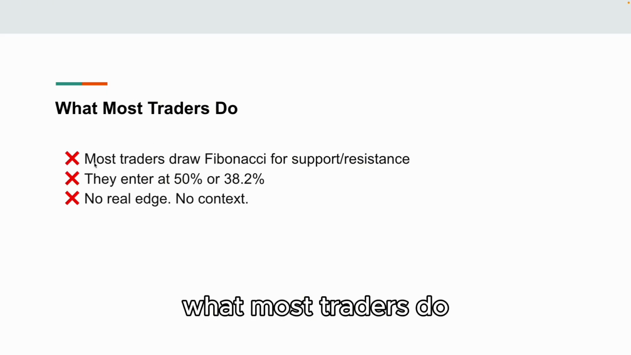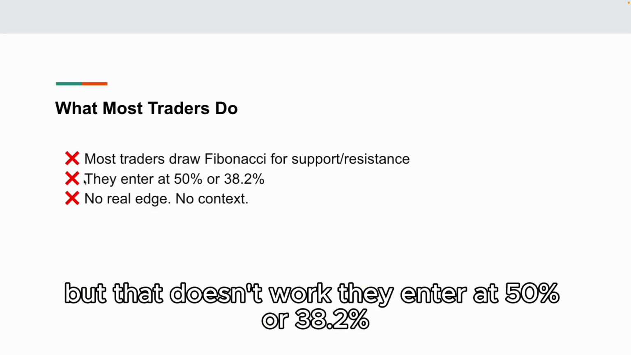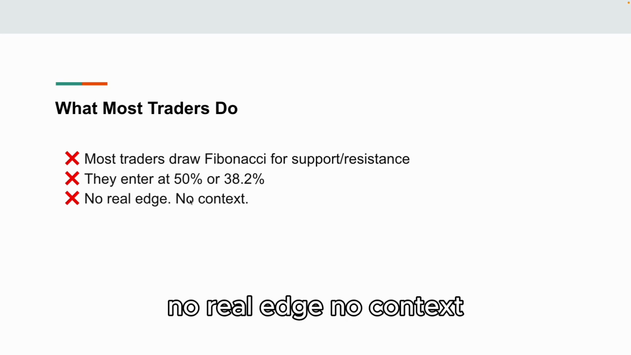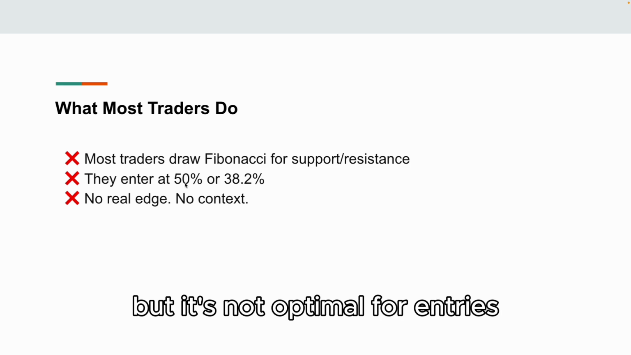What most traders do: most traders draw the Fibonacci for support and resistance lines, but that doesn't work. They enter at 50% or 38.2%. No real edge, no context. But the 50% Fibonacci range is not a bad range to use, but it's not optimal for entries.